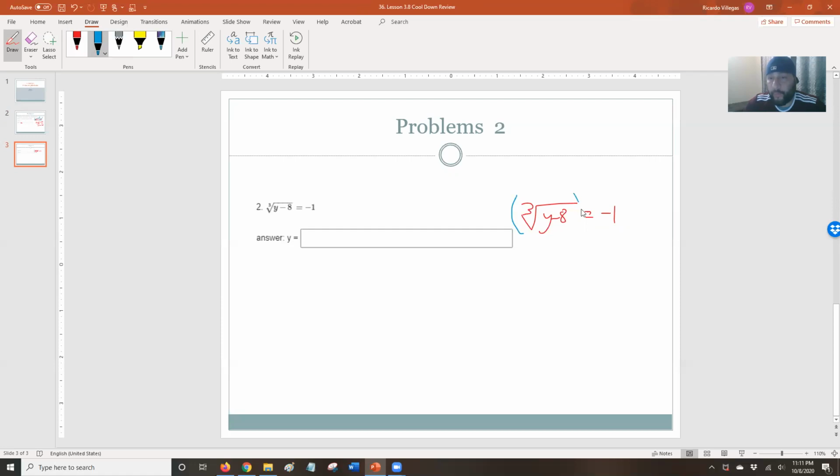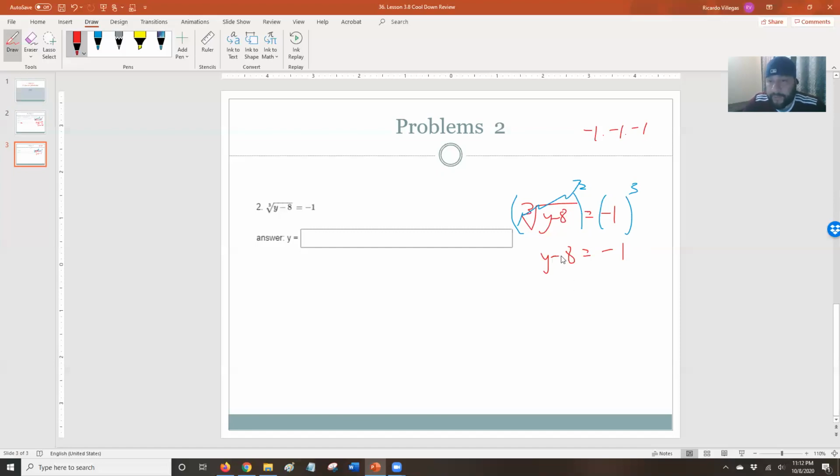So therefore, we could solve this problem by giving it a third power to each side. That third power and that cube root will eliminate with each other, and we would be left with y minus 8 is equal to negative 1 to the third power, which means negative 1 times negative 1 times negative 1, which is equal to a negative 1, because a negative times a negative is a positive, times a negative is a negative, and 1 times 1 times 1 is equal to 1.